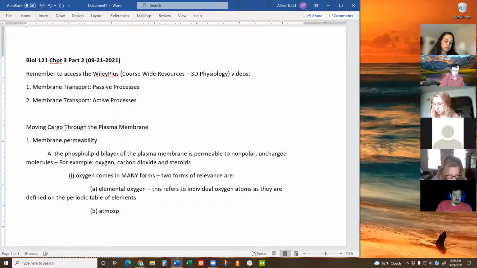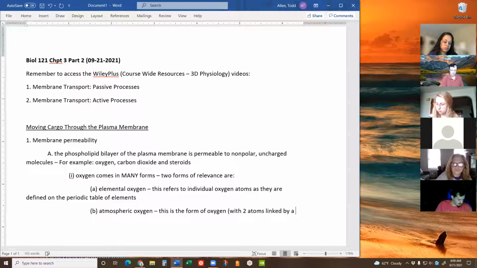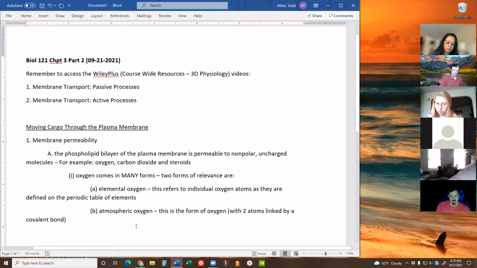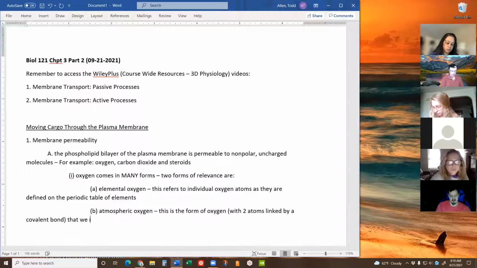Okay. This is the form of oxygen with two atoms linked by a covalent bond that we inhale from the air around us, okay? So when we're talking about moving oxygen across the plasma membrane, that's the version of oxygen we're talking about. And think about how relevant that is.